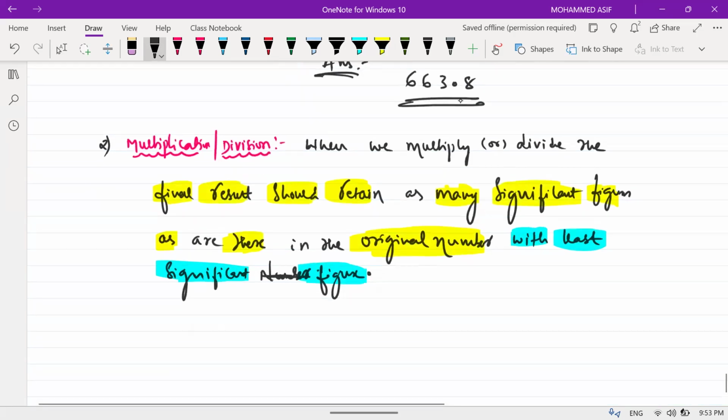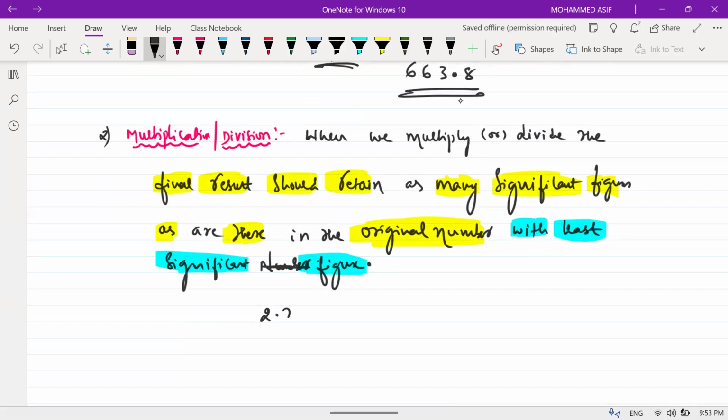For example, if I am multiplying 2.73 into 0.03, what will be your answer? Approximately how much is it? 2.73 into 0.03. I'm using a calculator, so it is coming out as 0.0819. This is your answer. Now, how do you write the final answer? This one has how many significant figures, beta? 3 significant figures. And this one has how many? One, sir. Very good. It has one significant figure. That means your answer should also retain up to one significant figure.